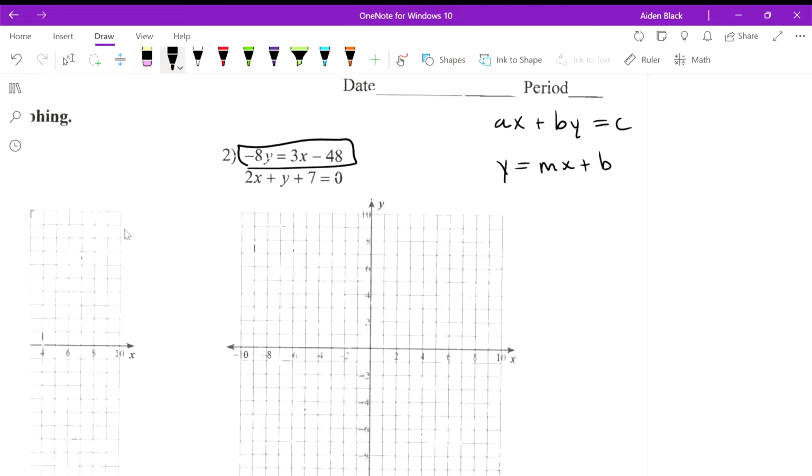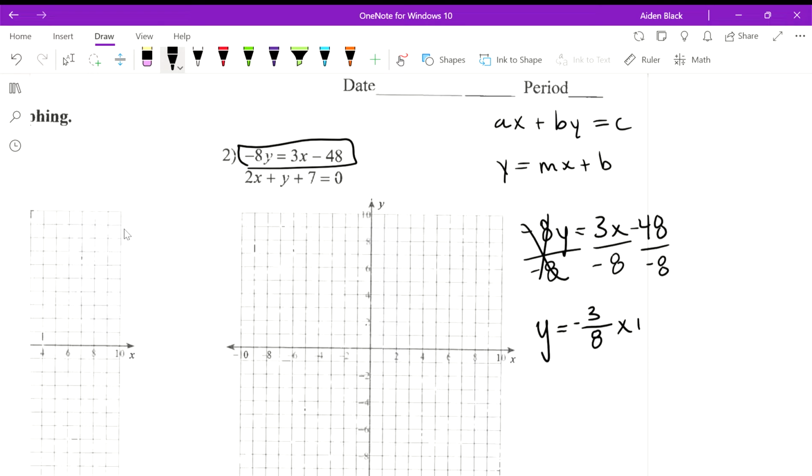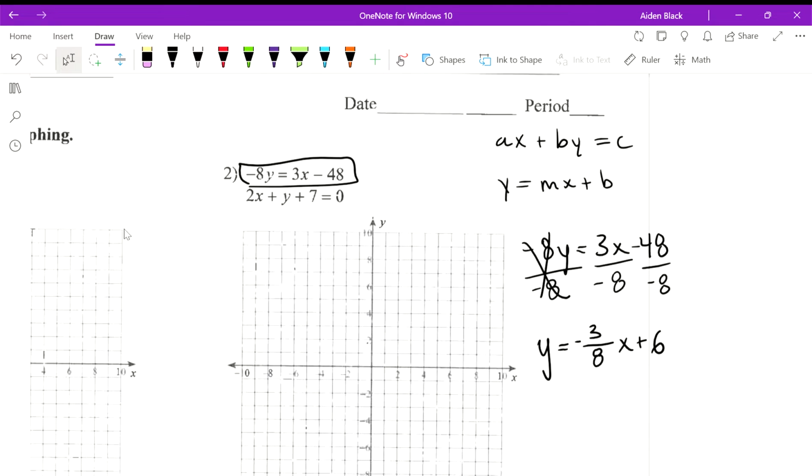All we need to do to get it in slope-intercept form is to divide both sides by the coefficient on y, which is -8, so that y is by itself. So -8y is equal to 3x minus 48. Once we divide by -8, these cancel, and we have y is equal to -3/8 x plus, because a negative divided by a negative is positive, and we get 6, right?